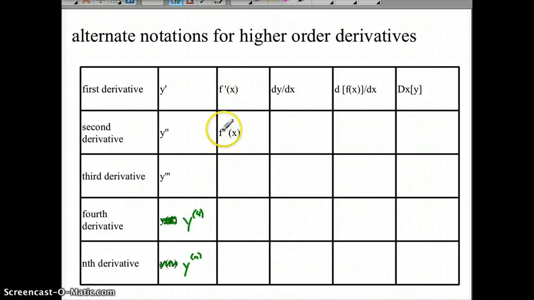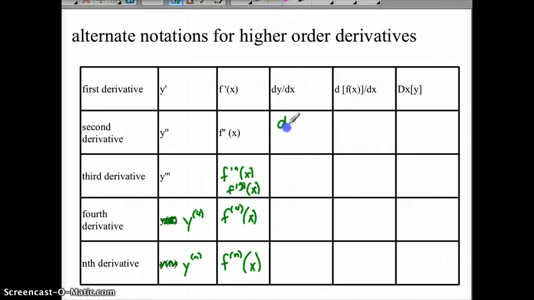First derivative here, second derivative with double prime, third derivative is triple prime, or sometimes they'll write a 3 up here, because triple prime gets to be pretty cumbersome. That's a 3. And then again, fourth derivative like this, and the nth derivative. So it's not the nth power. If it's in parentheses, it's the nth derivative.